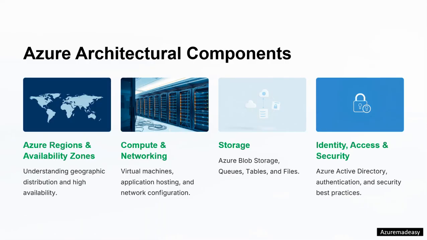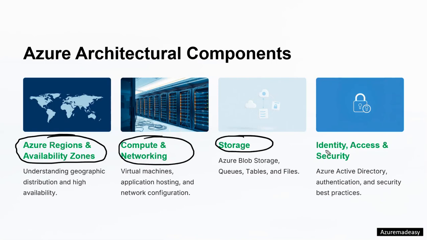What are the key points and the content for this particular unit, unit number 2? We will be starting with Azure regions and availability zones, followed by compute and networking. Then we'll be understanding storage, followed by identity, access and security.